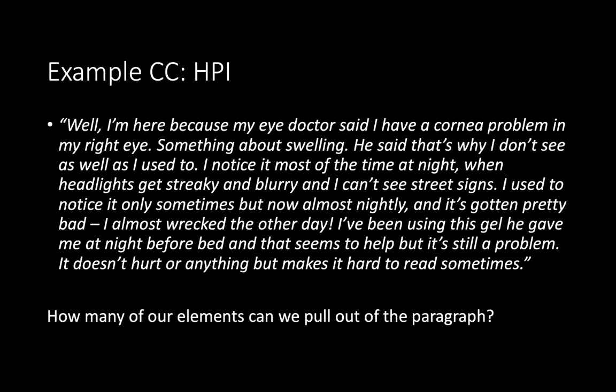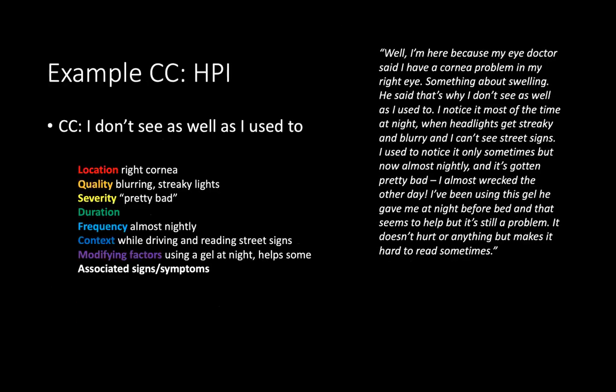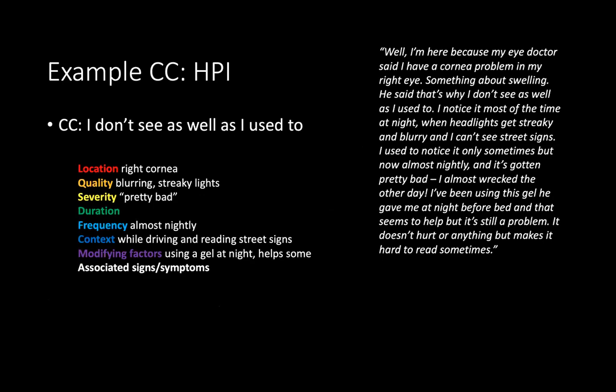How many of the elements can we pull out of this paragraph? Let's look at it. We've got location. He said the right cornea. The quality is blurry and streaky lights. The severity is pretty bad, right? Didn't give us any information on duration, but frequency happens almost nightly. Context happens while driving and reading street signs. Modifying factors say it's using a gel at night and it helps at least to some degree. And there's no additional associated signs or symptoms given.